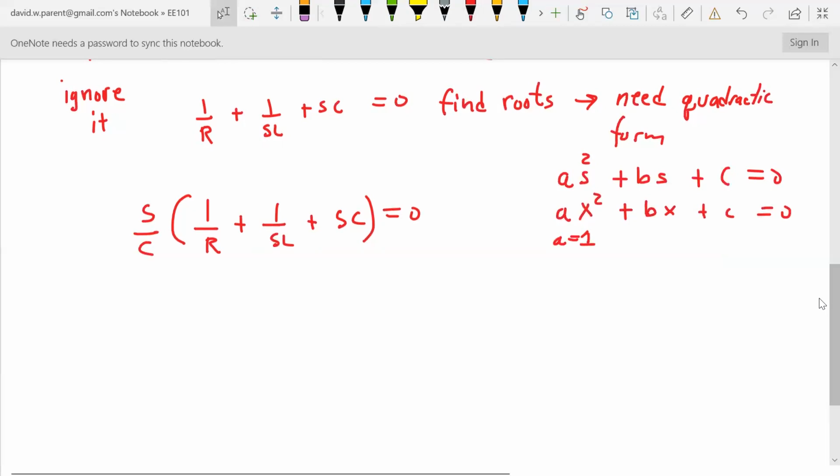So I'm going to cancel out the C there. When I multiply all that through, I get 1 over RC times S plus 1 over LC plus S squared. And it's just my convention, I always like to put it into this standard form.